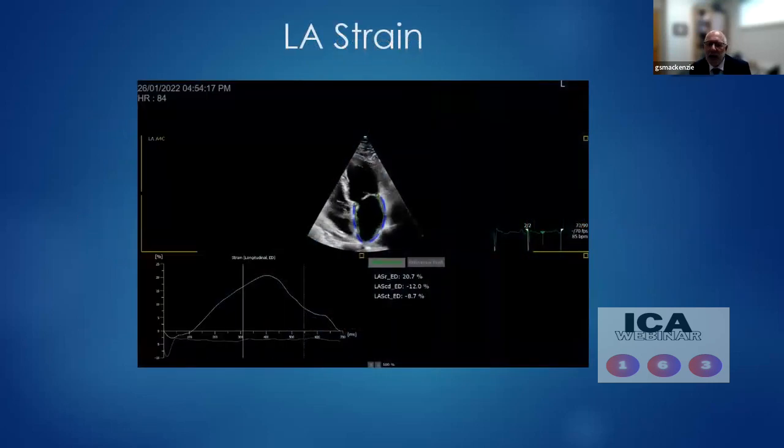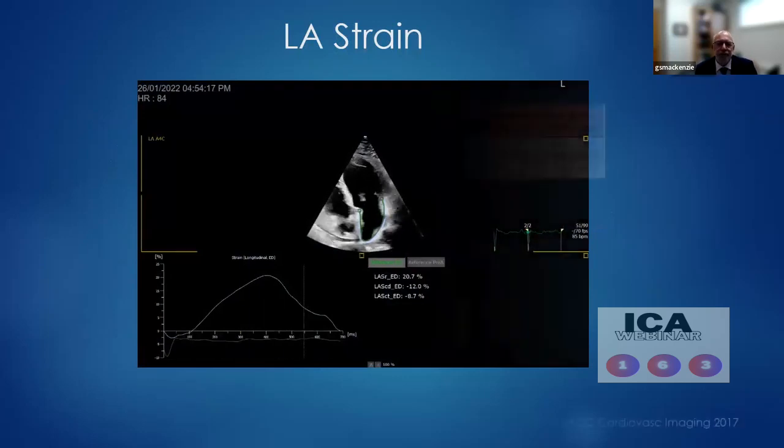And you can see LA strain being measured in this particular example on your screen. And it's usually something we can get in the vast majority of patients from the apical 4-chamber view. And there have been studies that show that, using invasive hemodynamics, left atrial reservoir strain is a better predictor of an LV EDP greater than 12 than the mean E to e' ratio.